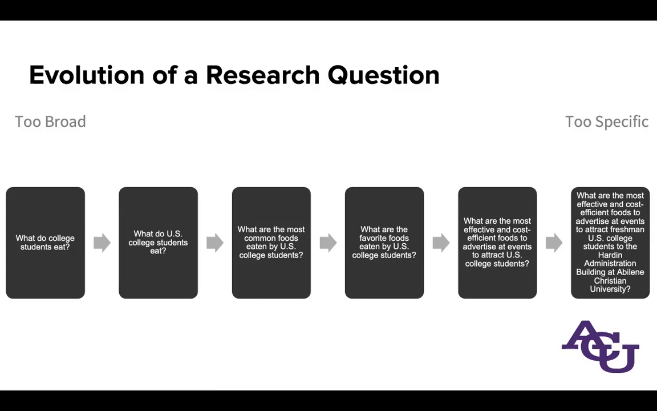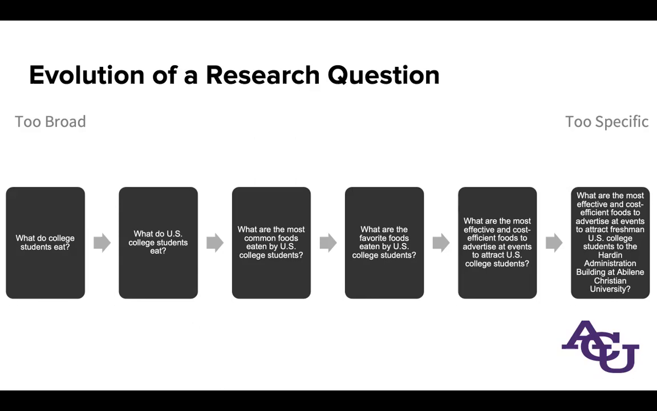But so what are you trying to do with the answer? So what's the problem or issue that you're addressing? And so that might lead you to narrow the scope from, okay, what are the favorite foods eaten by US college students to what are the most effective and cost-efficient foods to advertise at events to attract US college students. So now we have a much more clear thing. We're getting narrow in terms of demographics, in terms of geography, purpose, and that's good, but it's also possible to go too far.